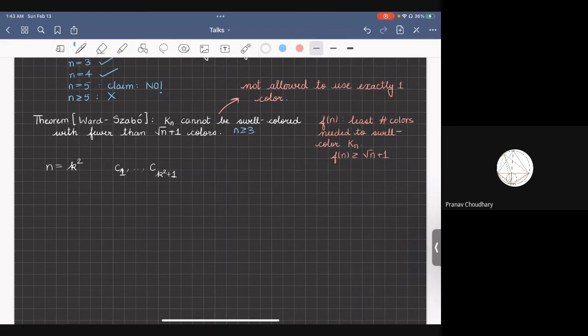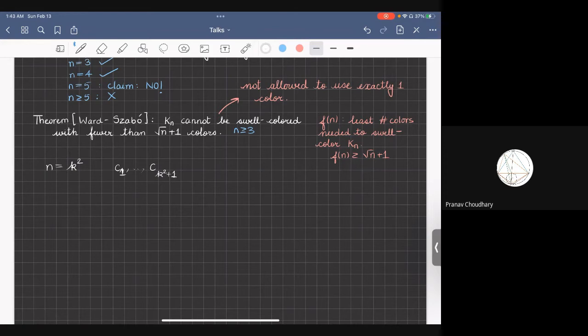By PHP, at least k plus 1 edges from C1 should have the same color. Why? Doesn't it have degree k square? And if I use k colors, where is the contradiction? I took the number of edges wrong. It has k square edges on it. So if there are k colors, at least k edges are all the same color.